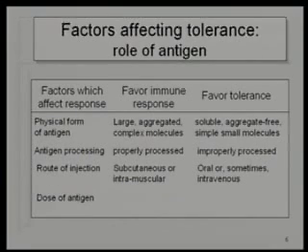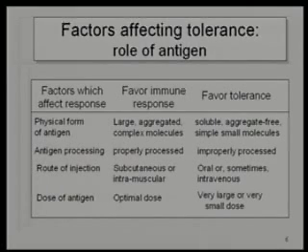Dose of antigen. There is a threshold of antigen dose. Very, very small quantities of antigen produce unresponsiveness. Very large amounts will also produce unresponsiveness. There is an optimal dose, and that can vary for each antigen, an optimal dose that will be good for immunization. So very large and very small doses produce unresponsiveness.